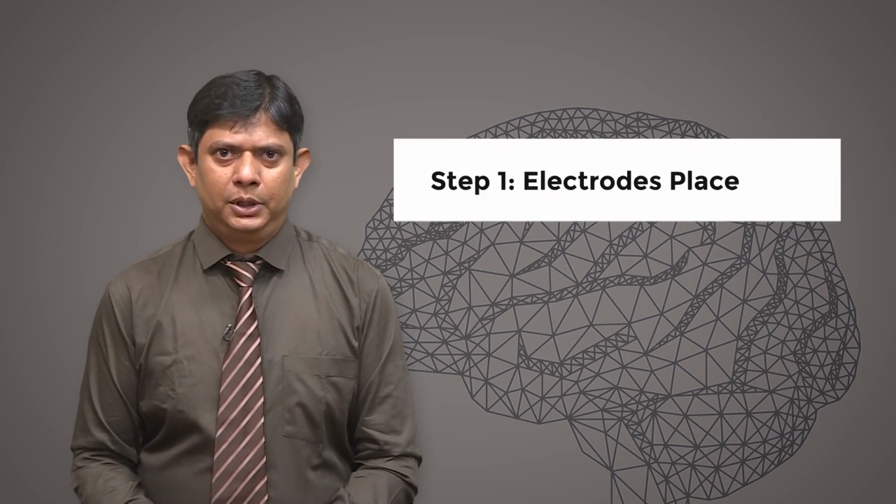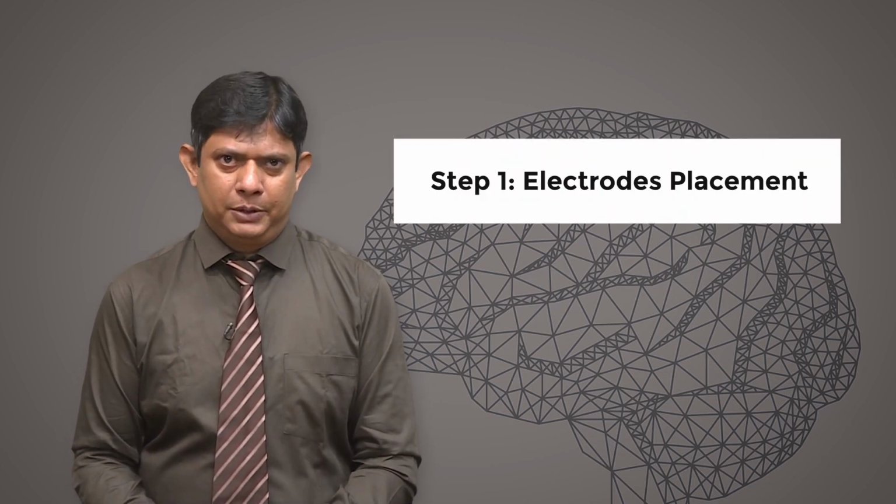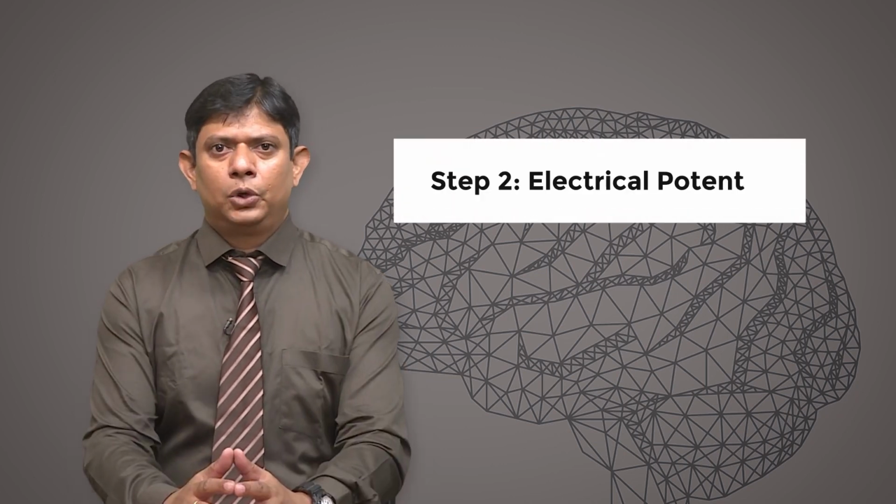The EEG detection and recording process includes the following steps. The first one is electrode placement. EEG begins with the placement of electrodes on the scalp. These electrodes are typically positioned in specific patterns and configurations to capture the electrical activities from different regions of the brain.